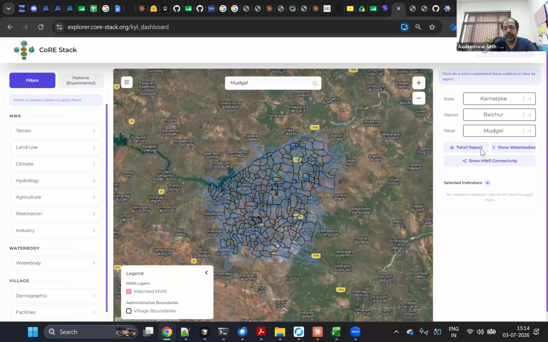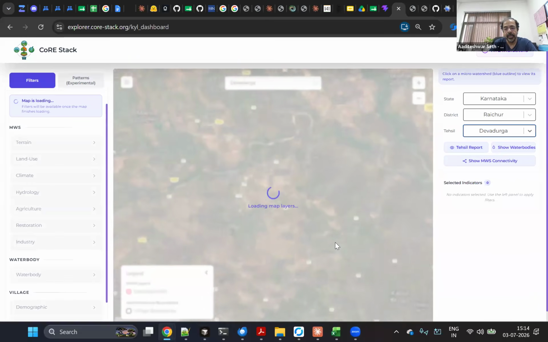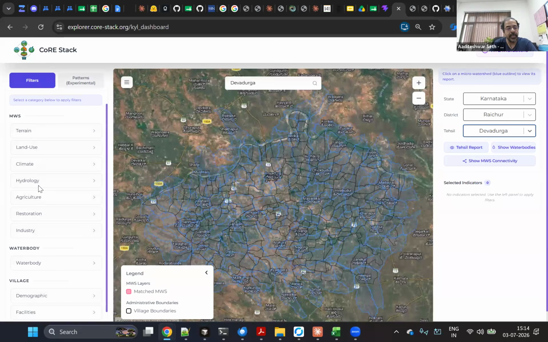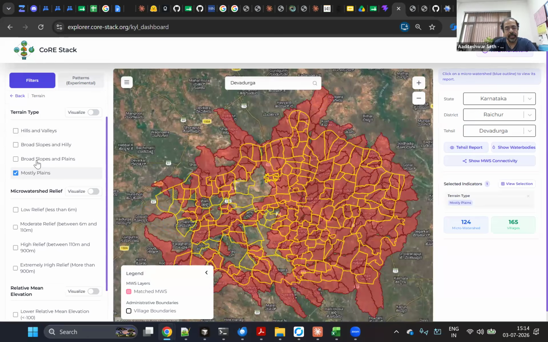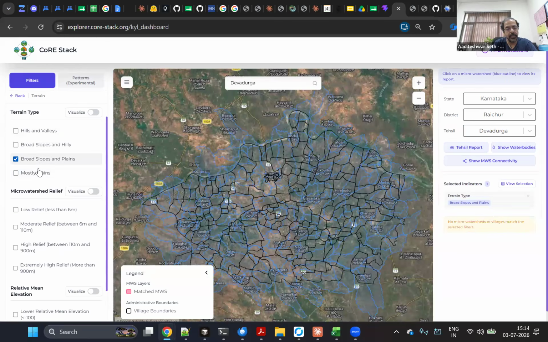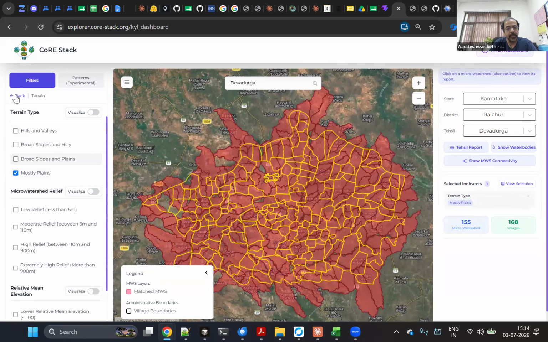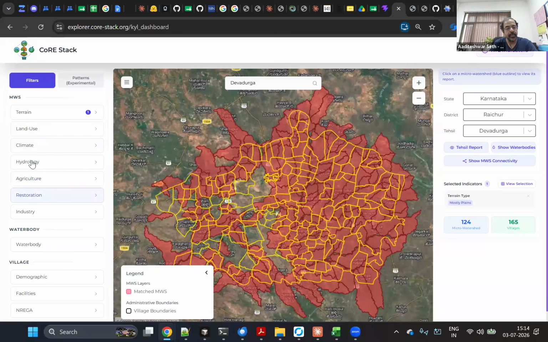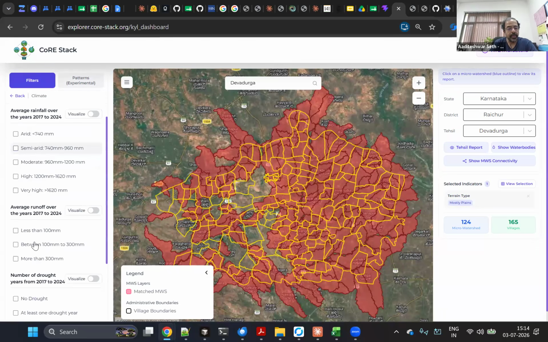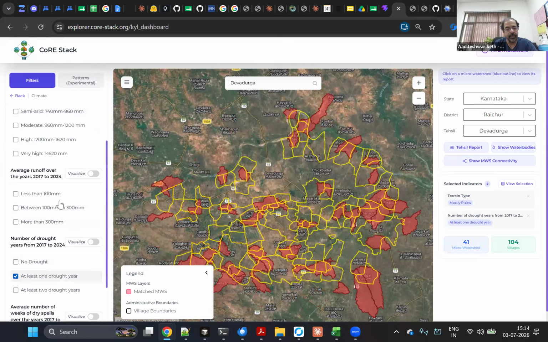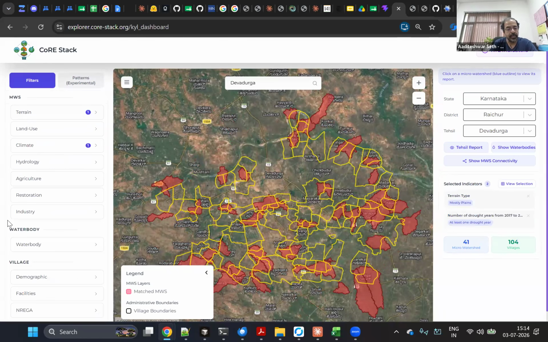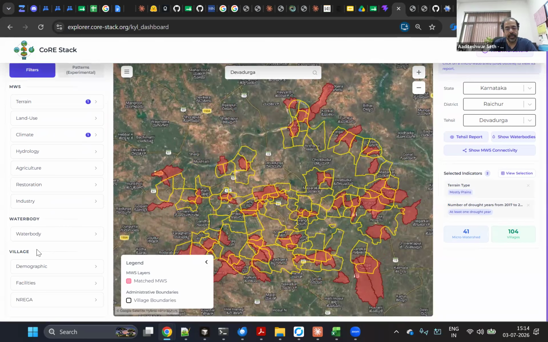Let's say if we choose this. Now here you see a bit of a mix. This is also mostly plain areas, but there are some areas which are a mix of plains and slopes and so on. So in these plain areas, you can then see, show me which areas are more drought prone than others. And these yellow boundaries are villages, which I'll just describe in a bit.